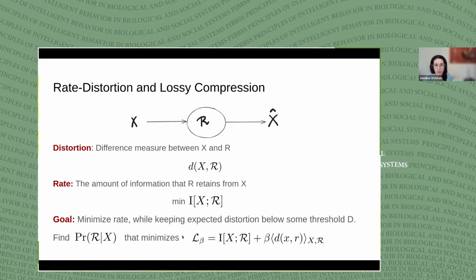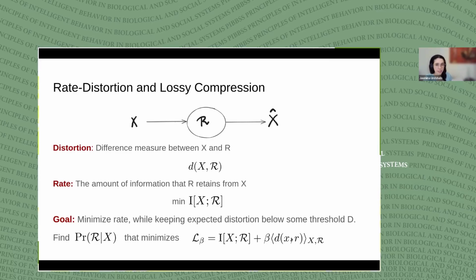And what one would do is scan over different values of beta. Beta intuitively is a lever that allows you to place more or less distortion into your system. At least that's how I like to think about it, because it's helpful for me. And you would get that for each value of beta, you would minimize this objective and find the optimal value for the rate and distortion.